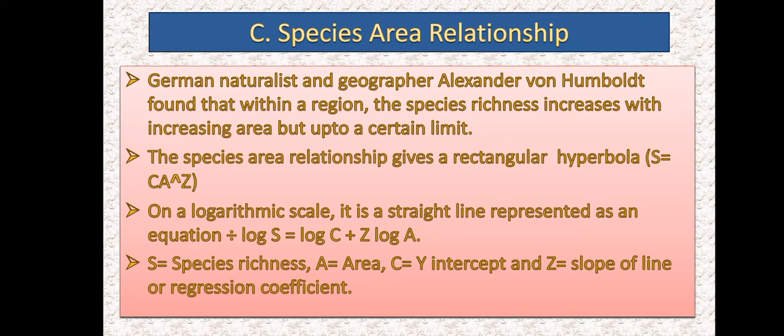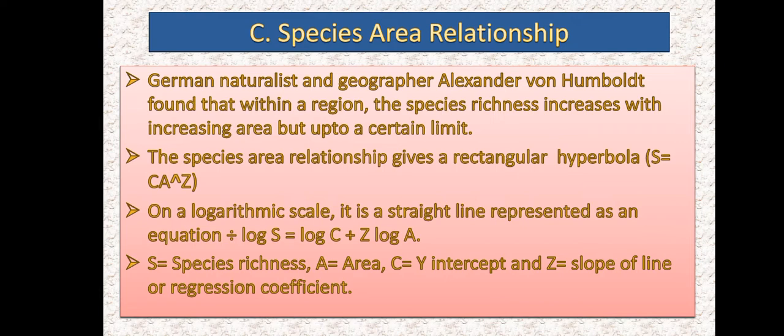And species area relationship. A German naturalist and geographer, Alexander von Humboldt, found that within a region, the species richness increases with increasing area, but up to a certain limit. When we explore the species richness in an area, as we increase the area, we find more number of species. More exploration of area, more number of species found, but this is up to a certain limit.